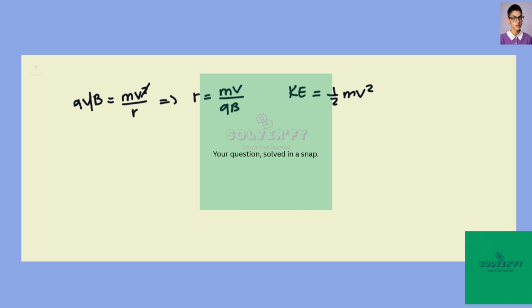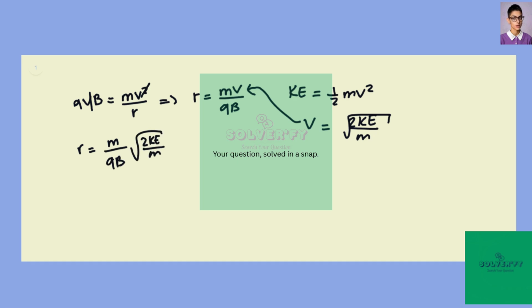As we know, kinetic energy equals half of mv squared. And now let's isolate the speed out of this equation. Then the speed is going to be the square root of 2 times the kinetic energy divided by mass. Now let's plug this as speed in the radius equation. So then if you rewrite r, it's going to be equal to m over qB times the square root of 2 times the kinetic energy divided by the mass.